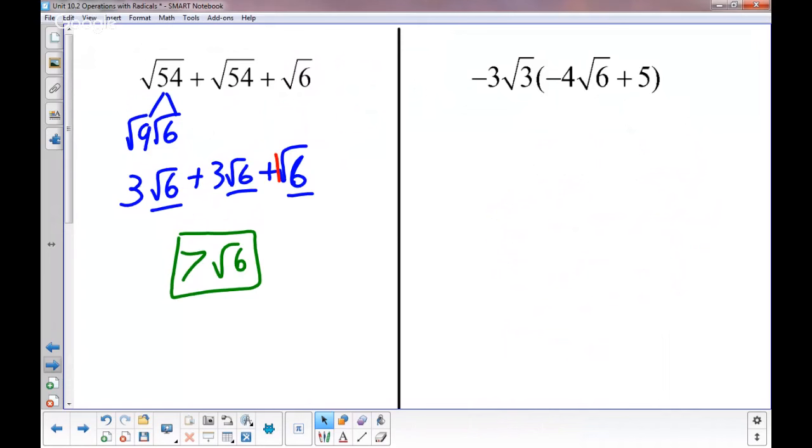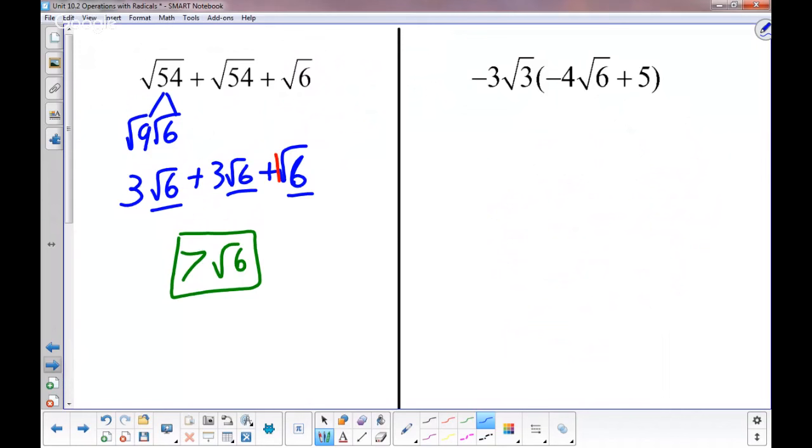All right. Now, looking at the second problem here. And this is kind of a combination of the previous two, adding and subtracting, and multiplying. Now, normal order of operations tells you take what's in the parentheses and see if you can do whatever is in there. You got negative 4 root 6 plus 5. Not much we can do here. However, we are multiplying all this by negative 3 root 3.